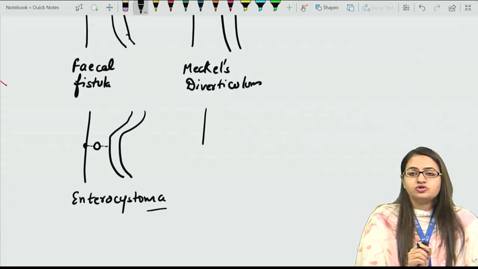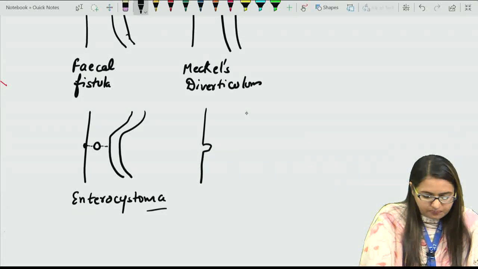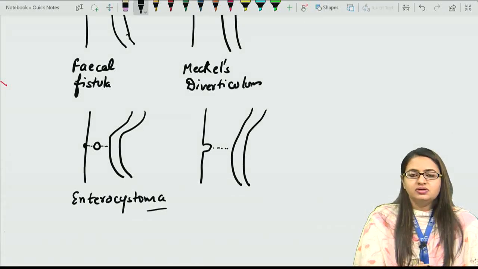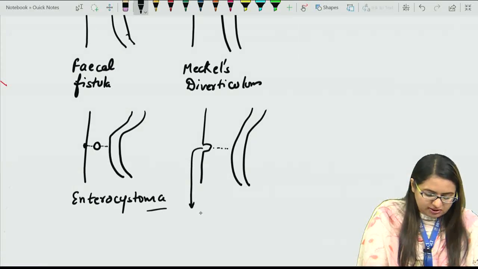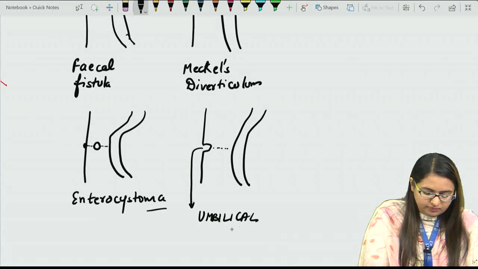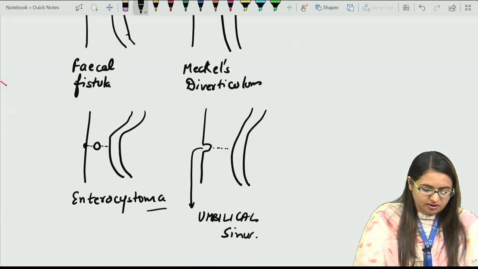Then if the distal portion of the duct is patent, so it will be conditioned like this. Now in this condition, the duct is patent on the distal portion, and it is termed as umbilical sinus. A depression or pit is present near the umbilicus.